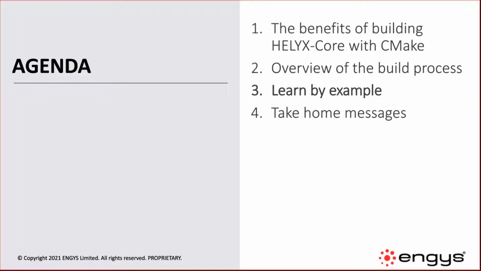So far I've talked about the general principles of what happens behind the scenes when you're building Helix, so now I will demonstrate the build process itself. The recommended way to build Helix is with the EMake bash script, so that's what I'm going to be using. More information on the fine details of how to build Helix and everything I've just talked about can be found in the Helix documentation, which is available through the ENGYS online portal.